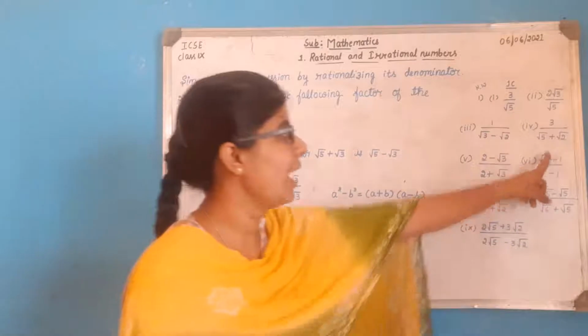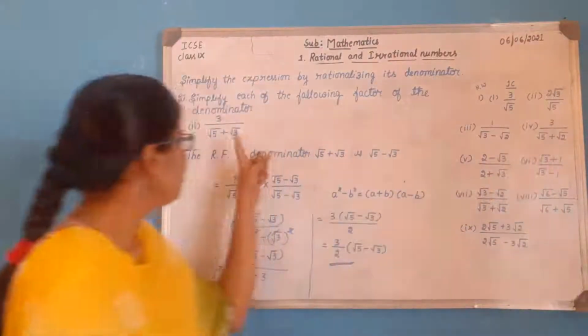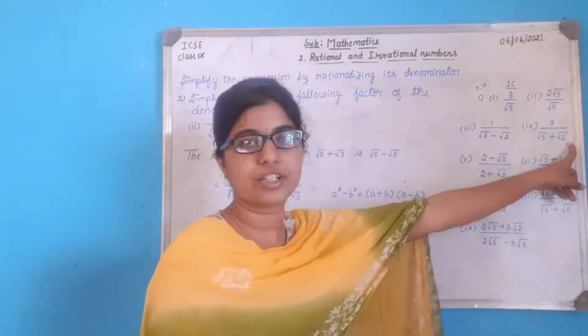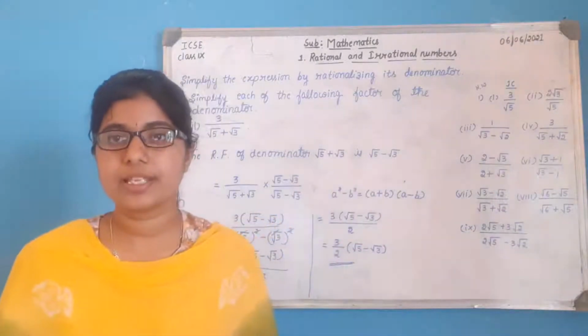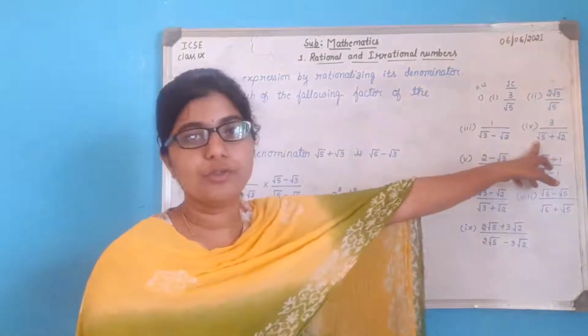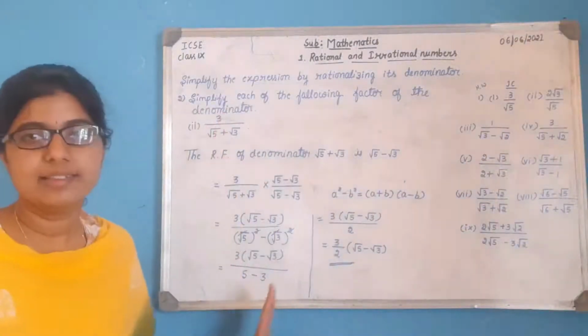Similar to that you have to solve the fourth one, right? Here they have given root 2 instead of root 3, but otherwise the concept is the same. So you can solve the fourth one by understanding this problem.